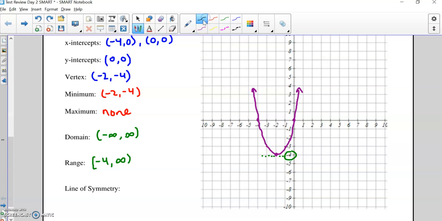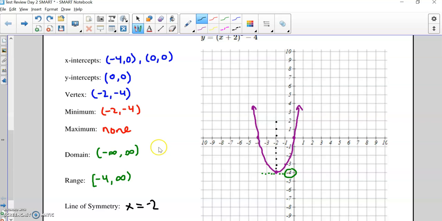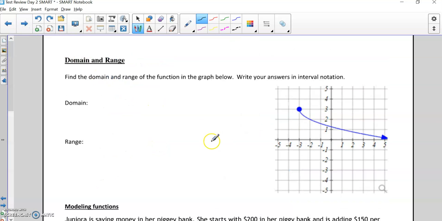Alright, and then line of symmetry. That's this guy right here, the line that will cut your graph in half. So it's always going to be x equals, and then the x value here is -2. Alright, and that is it for that question. Going on to our next page here.